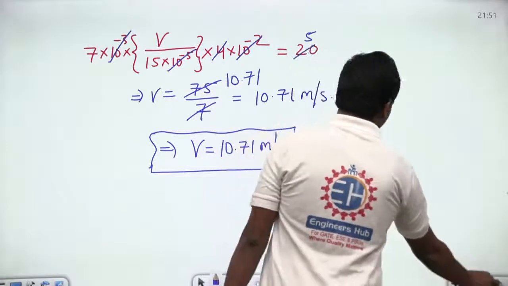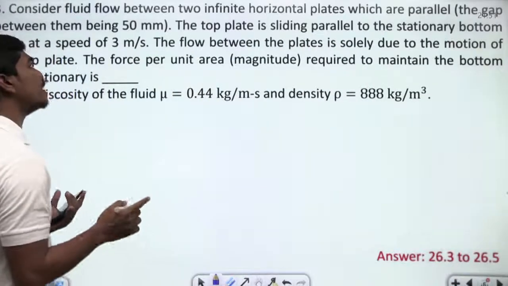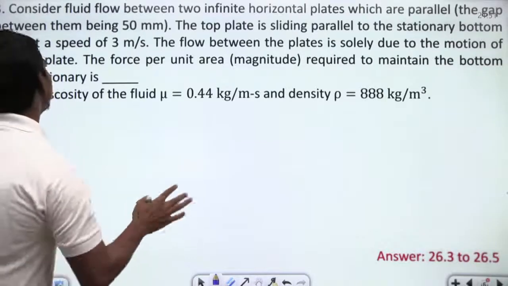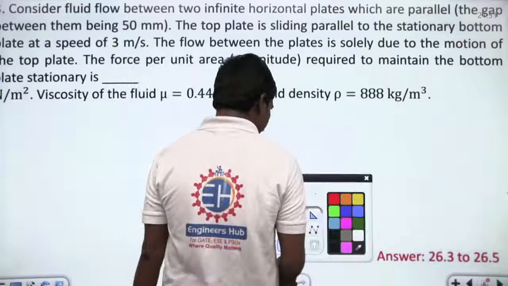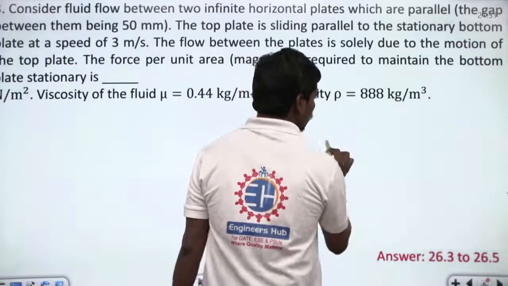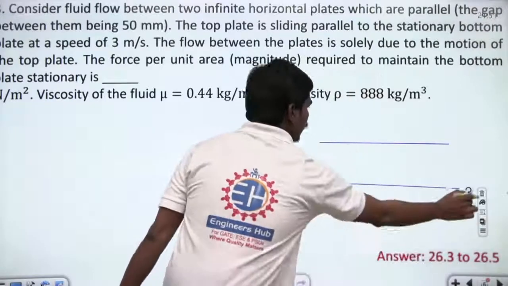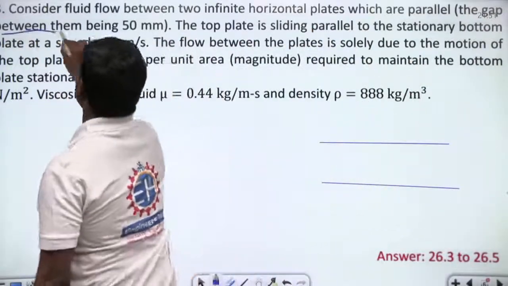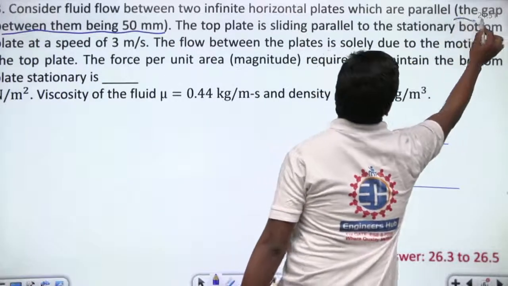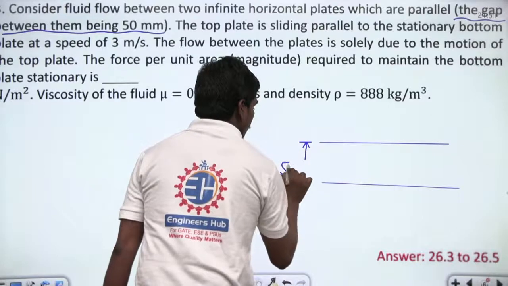Fine. Okay. This is 10.7. So this is the question. Consider fluid flow between two infinite horizontal parallel plates. The gap between them is 50 mm. So there are two infinitely parallel horizontal plates, and the gap between them is 50 mm. Correct? This is what they have given you. The gap is 50 mm, so this difference is 50 mm.